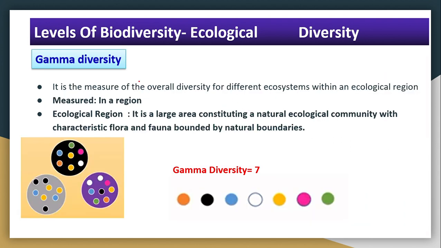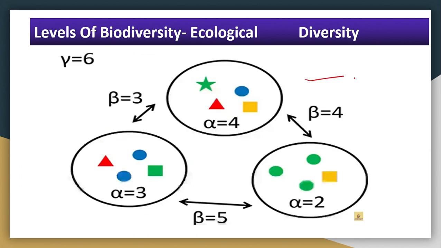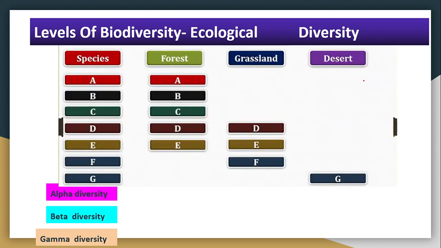What about gamma diversity? Gamma diversity is nothing but your overall diversity, all the number of species present in that particular ecosystem. I'm going to add up and find our gamma diversity. So what is gamma diversity? The overall species present in an ecological area, we call it gamma diversity, right? And in the previous class we have already done this example. Let's jump on to another example.